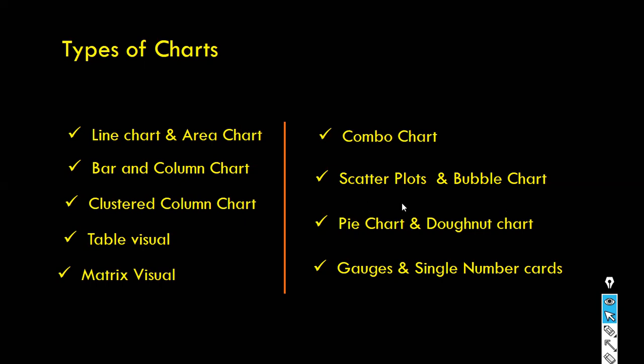There are certain charts you might not be familiar with, for example, scatter plot. You might not have used a scatter plot. The scatter plot is used mainly by data scientists. It's a technical chart. With that, you can identify the correlation between two quantitative variables.